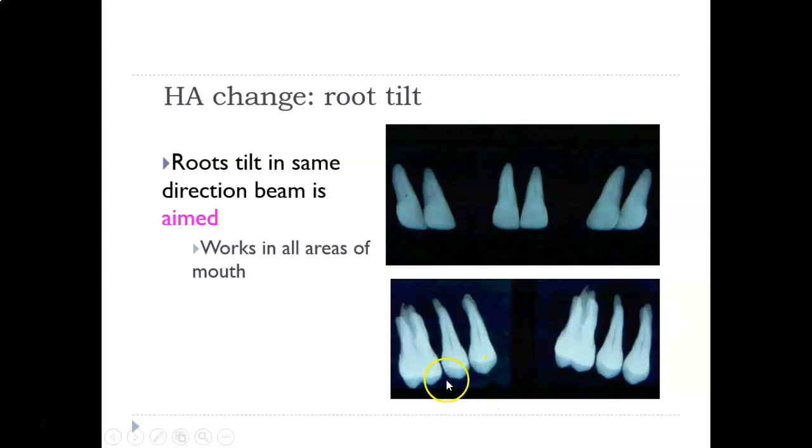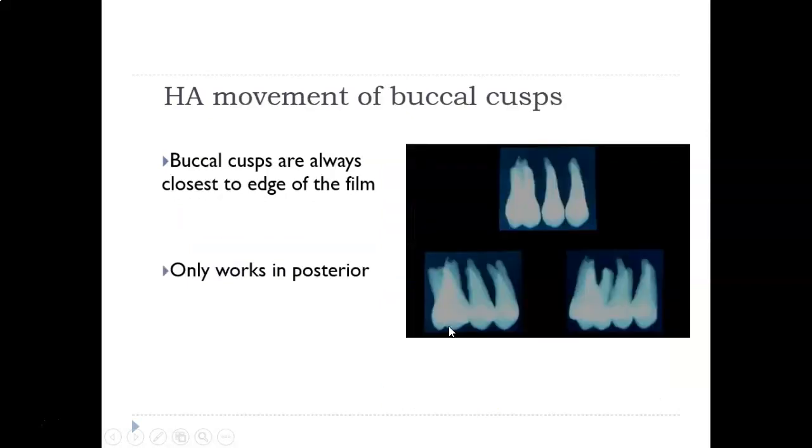And then if we look at the cusps, so I wonder if the next film is... Okay, yeah, the next film talks about the cusps. When we look at a film, the cusps that are hanging down farther and are closer to the edge of the film are always the buccal cusps. I always have thought about it as, I know that the sensor is on the lingual surface, so I always think the lingual cusps are going to look higher and closer to the film. But another way of saying it is that the buccal cusps are always the lower ones that are going to be closer to the edge of the film.